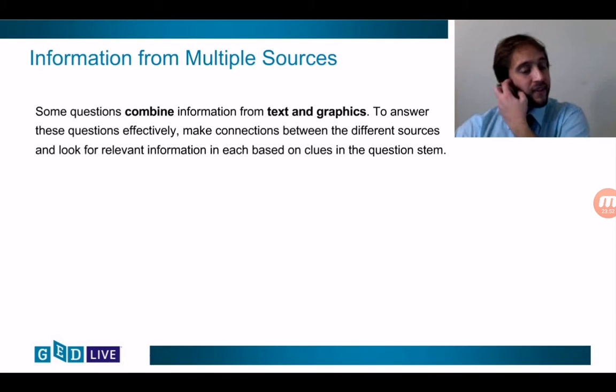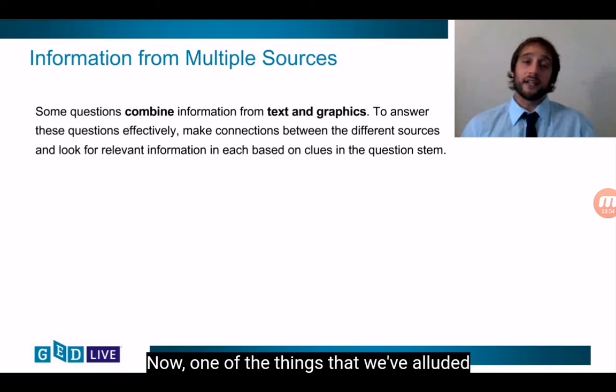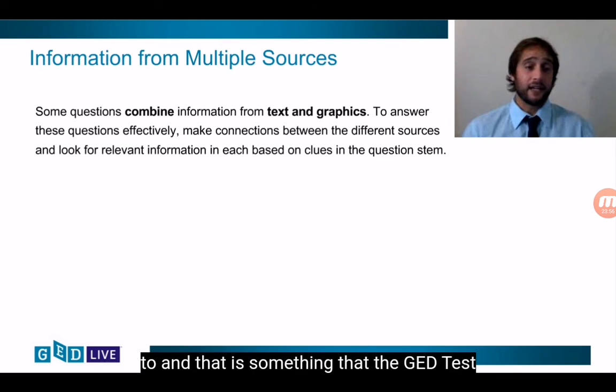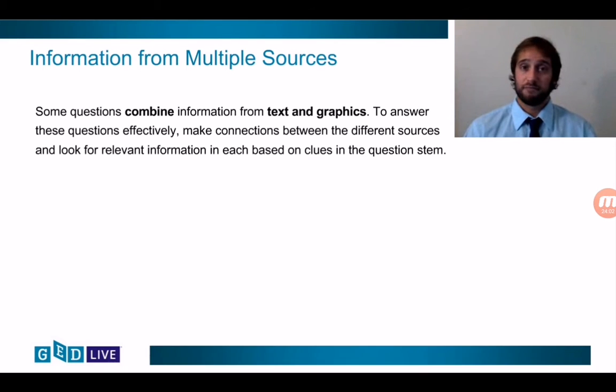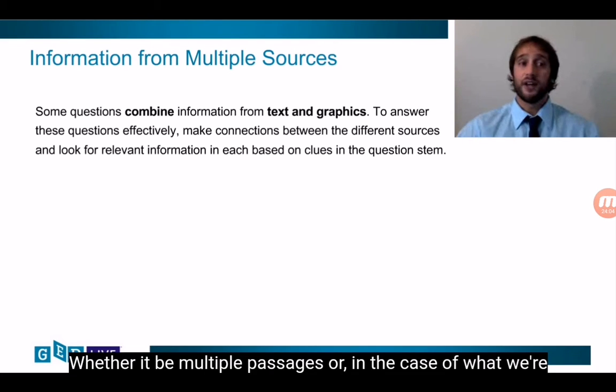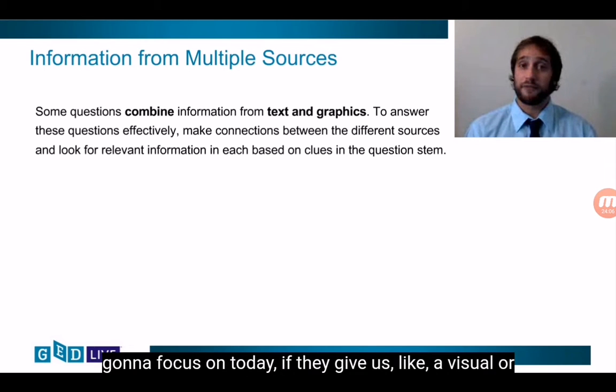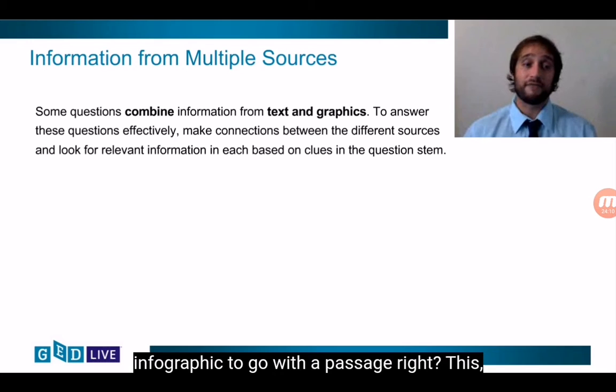Okay. Now, one of the things that we've alluded to, and that is something that the GED test loves to do, is to give us information from multiple sources, whether it be multiple passages, or in the case of what we're going to focus on today, if they give us a visual or an infographic to go with a passage, right?